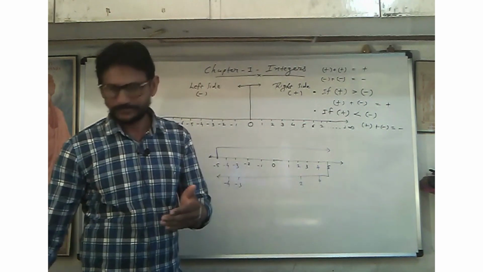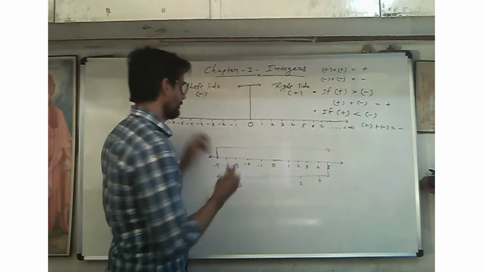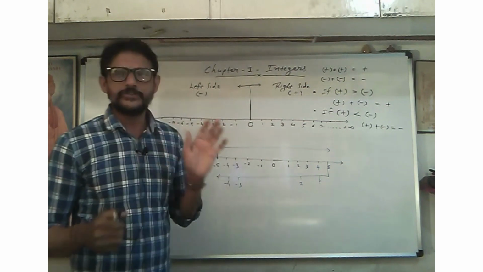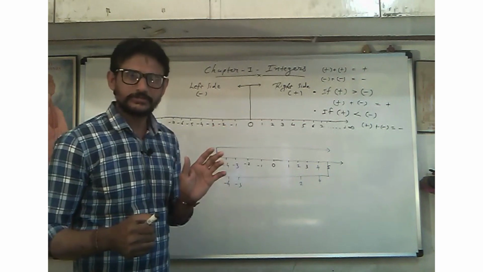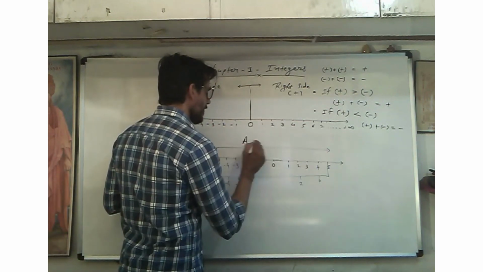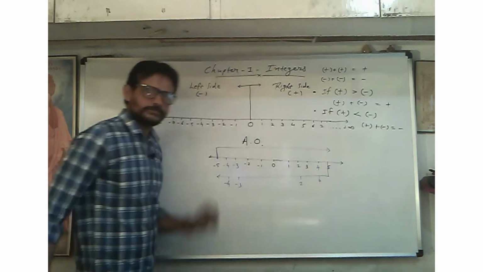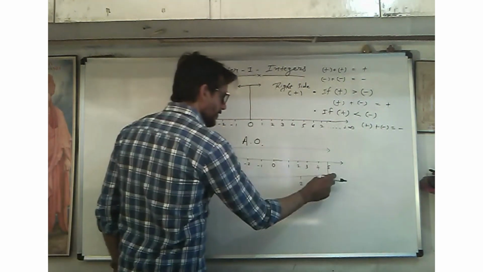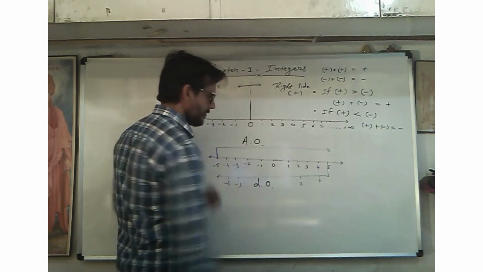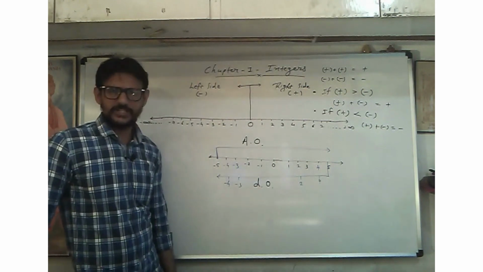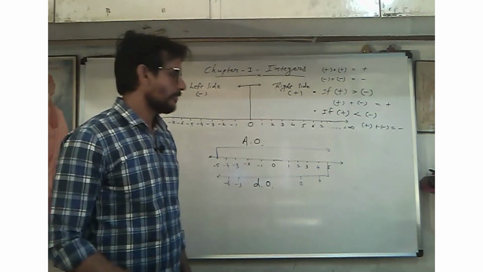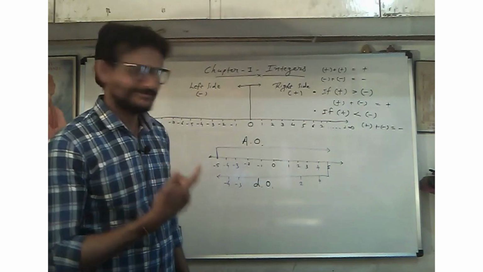Okay. Understood or not? Clear? Minus 5 to plus 5, that means ascending order. Plus 5 to minus 5, that means descending order. Clear? Okay. Shall we go more? Yeah.